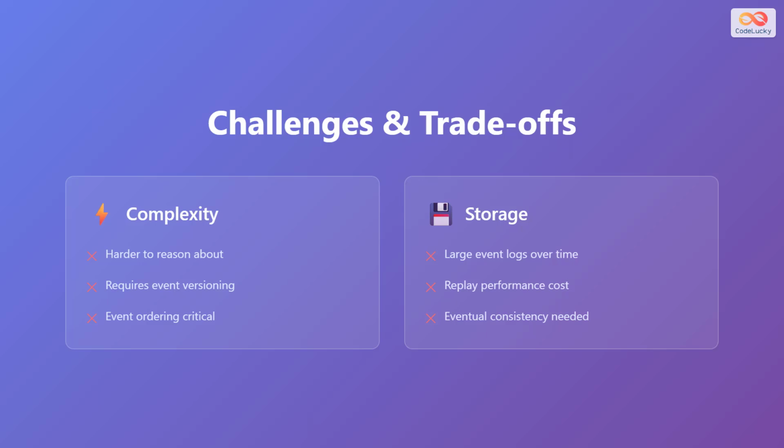Event sourcing does come with challenges. Complexity is higher because you need to reason about events and their ordering. You must handle event versioning when your events evolve. Event ordering becomes critical because the sequence matters. On the storage side, event logs grow large over time. Replaying all events has a performance cost, and you need to embrace eventual consistency, meaning your derived state might lag slightly behind the events.